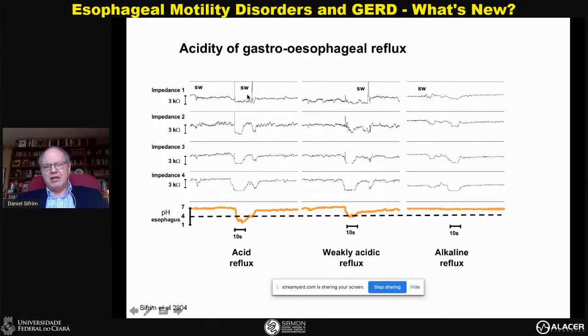Now, if we combine the impedance measurement with a pH measurement, and we see a reflux episode of liquid and a little bit of gas, and there is a pH drop that crosses the threshold of 4, we are talking about an impedance reflux episode that happens to be acid. In contrast, if you have again a liquid reflux episode, but the pH does not cross the threshold of 4, we are talking about a weakly acidic reflux. And if there is no pH drop at all, we are talking about alkaline or weakly alkaline reflux. The combination of these two types makes what we call now non-acid reflux.